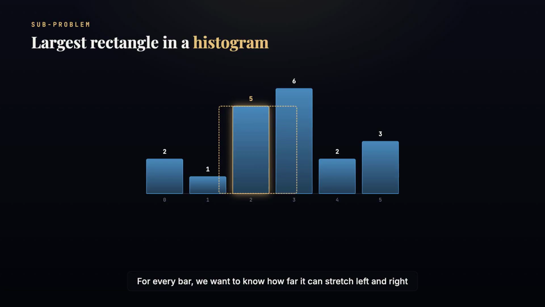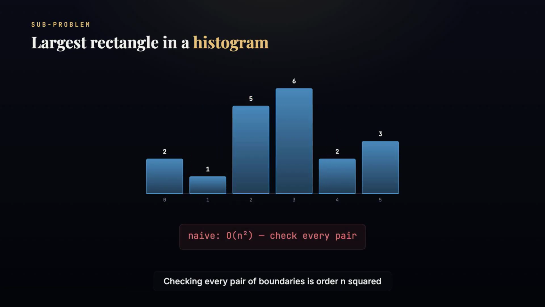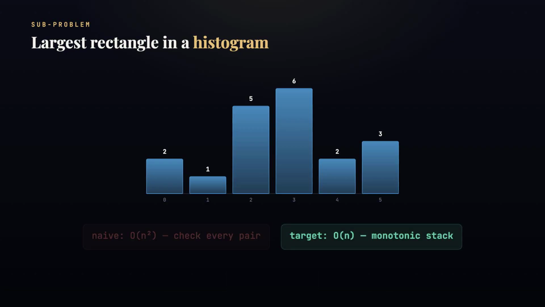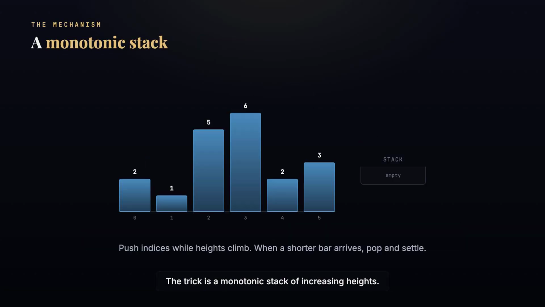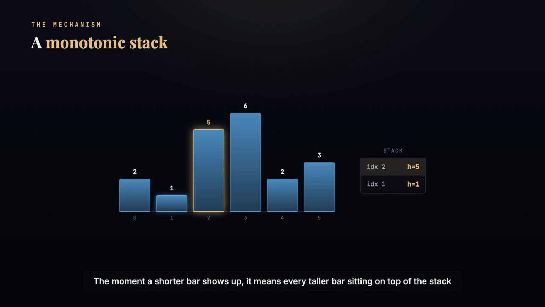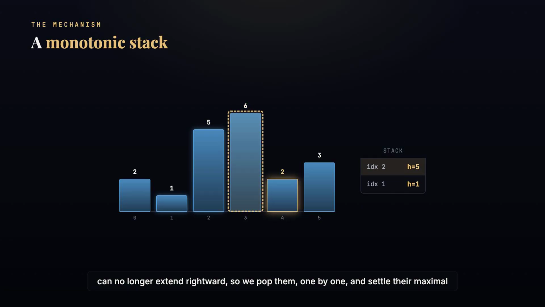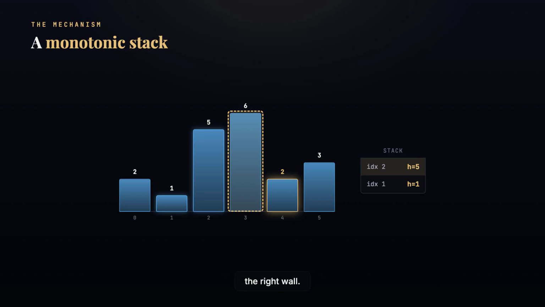For every bar, we want to know how far it can stretch left and right while staying the shortest bar in that span. Checking every pair of boundaries is order n squared. We can do better. The trick is a monotonic stack of increasing heights. We scan bars left to right, pushing indices whose heights keep climbing. The moment a shorter bar shows up, it means every taller bar sitting on top of the stack can no longer extend rightward. So we pop them, one by one, and settle their maximal width immediately, using the new stack top as the left wall and the current index as the right wall.